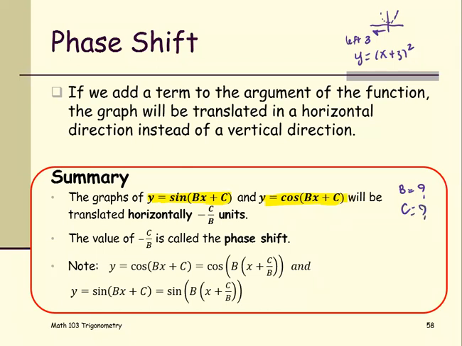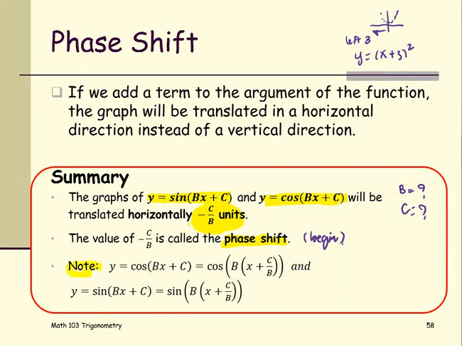The negative c over b units will tell you the new position of the graph, or the beginning of the graph, which is called the horizontal translation. So the value negative c over b is called the phase shift, which is the beginning of the graph of the original or basic cycle, or the graph begins the cycle at the phase shift point.